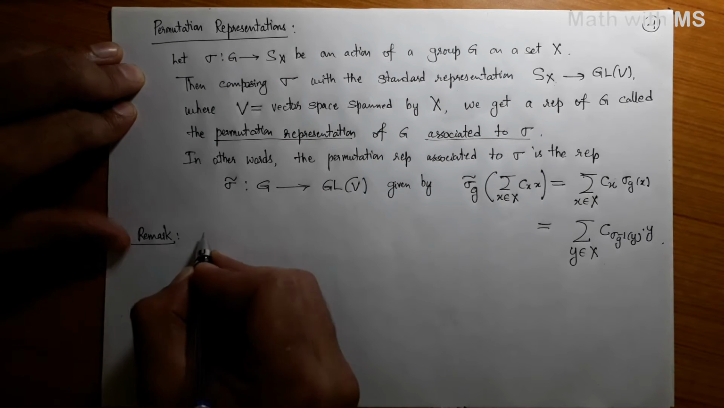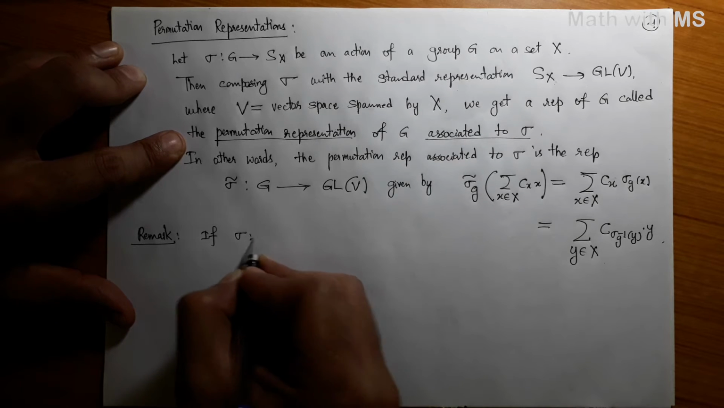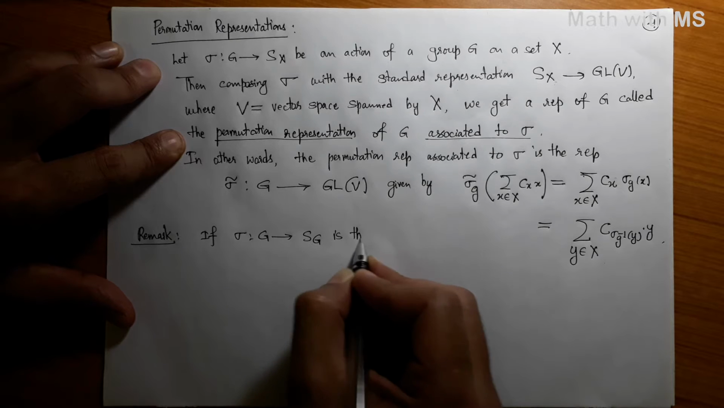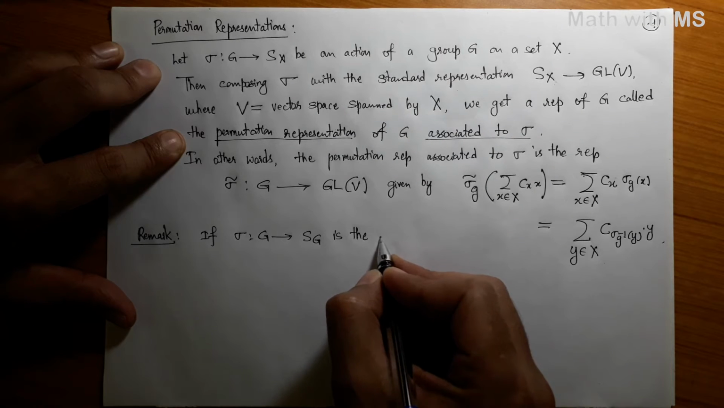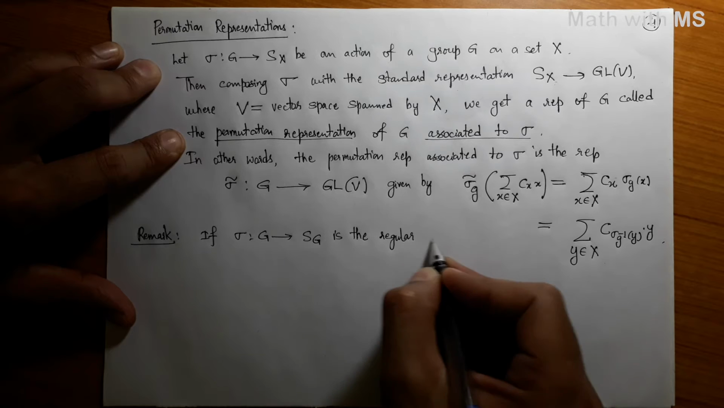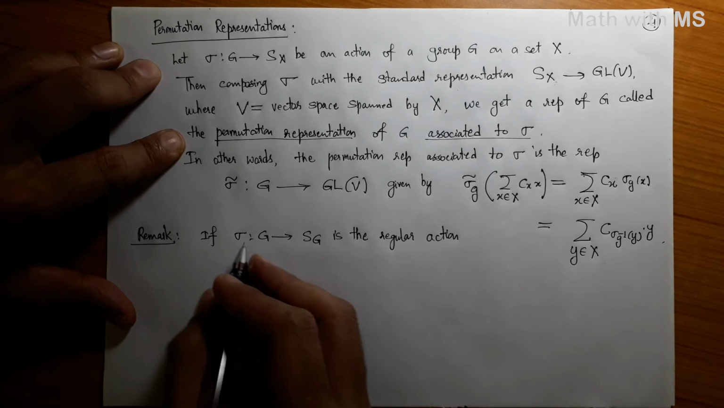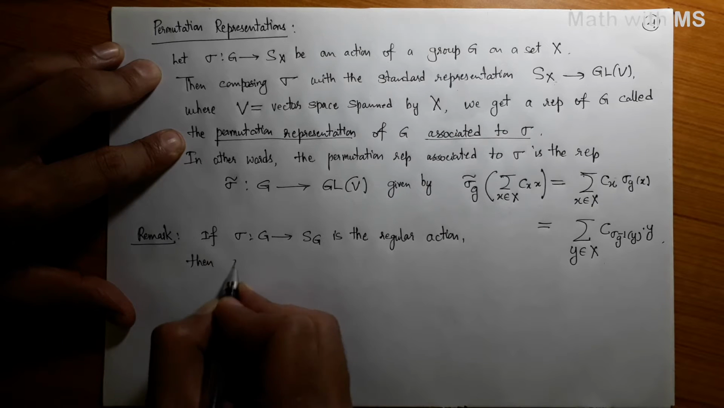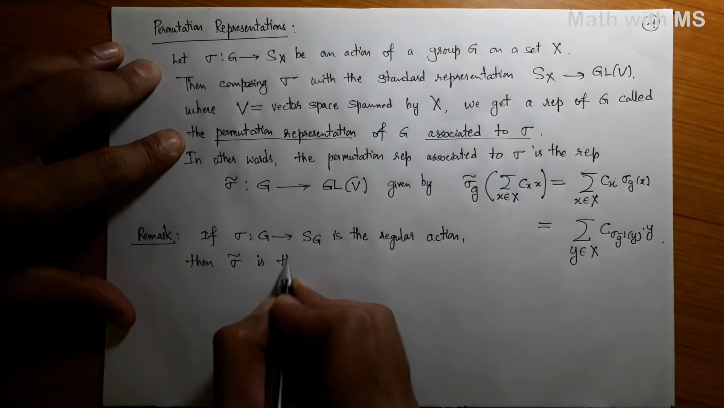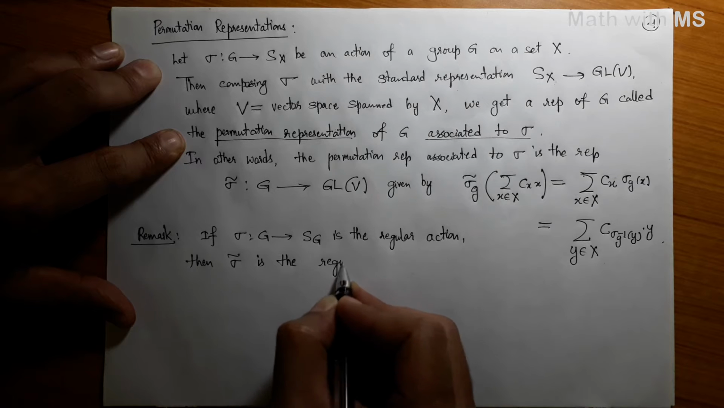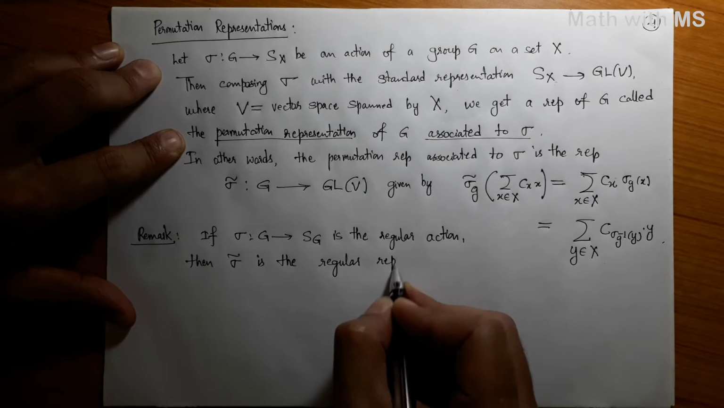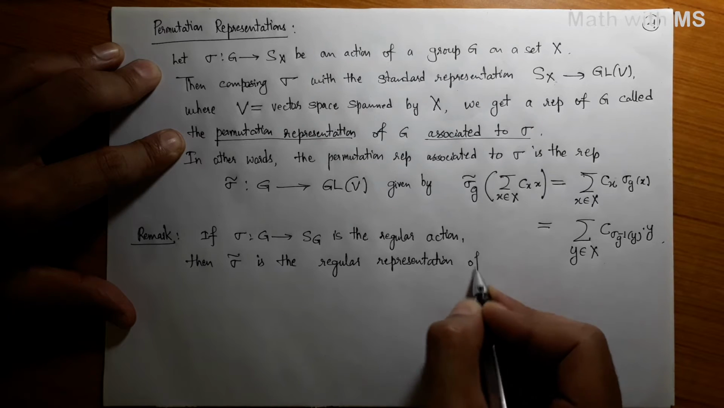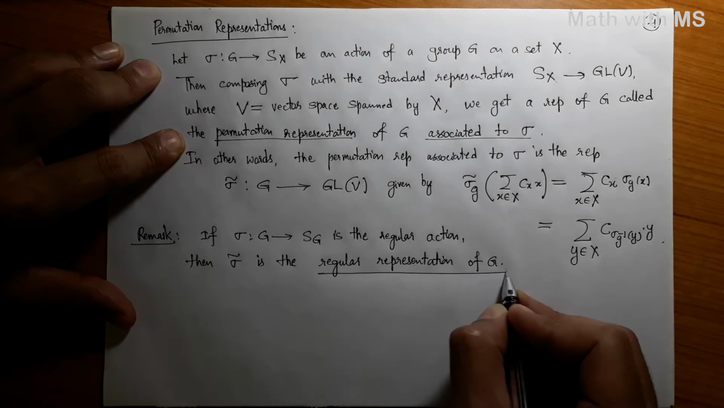Write it as a remark. If sigma from G to S_G is the regular action, okay, the usual left multiplication of G on itself, then sigma tilde is the regular representation. Okay, that we already discussed.